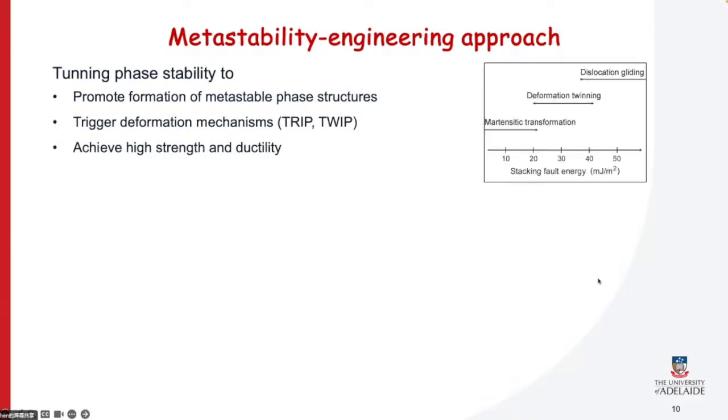Let's take an example. If we're working on an HCP or FCC structure, we know that stacking fault energy is very important because all these deformation mechanisms are closely related with the stacking fault energy. So if your material has a high stacking fault energy, the deformation will be mediated by dislocation gliding. If the stacking fault energy is very low, the phase transformation will occur. If you have something in between, the deformation twinning will carry out the plasticity. When we tune the phase stability, it's important that we pay attention to this stacking fault energy.